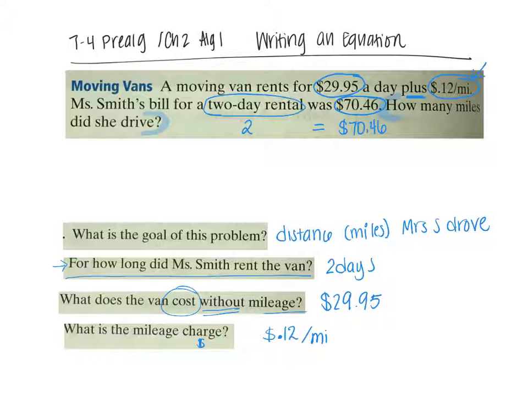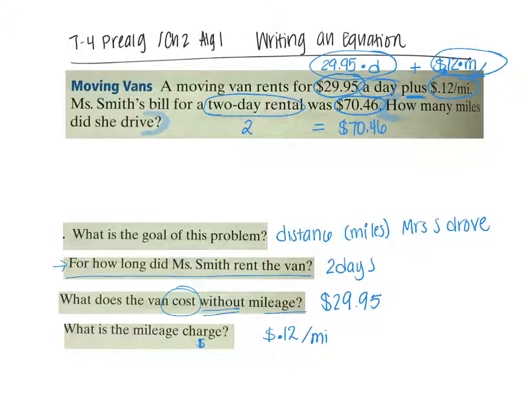All right, let's come up here and look up here. A moving van rents for $29.95 a day. That's like per day. So that means I'm going to multiply the number of days times $29.95, plus. What sign is that? That's addition. 12 cents, that's a decimal, per mile. So per is multiplication again, per mile. Okay, so a moving van rents for $29.95 a day plus 12 cents a mile. Now, I know that the total cost is going to be the amount that I spent per day plus the amount of miles I spent.